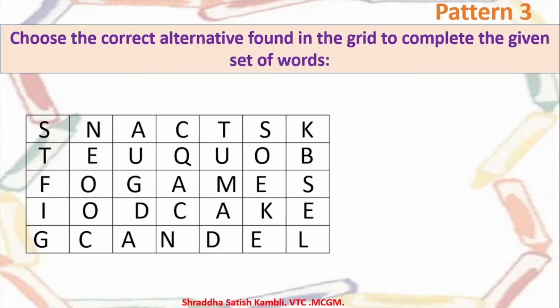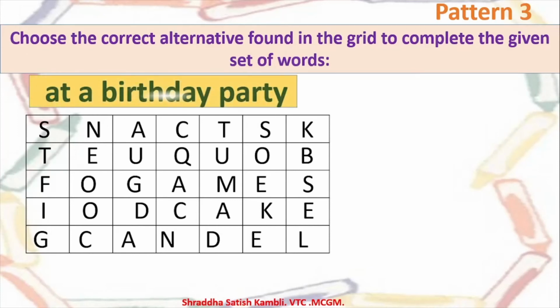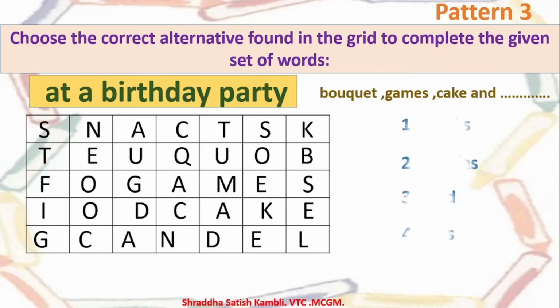Alright, let's take a look at one more example in this pattern, where the situation which is given to us is a birthday party. So when you are at a birthday party, what are the things that you will be able to see? Okay, and the set of words is here for you: bouquet, games, cake and what? And these are your options: snacks, candles, food or gifts.